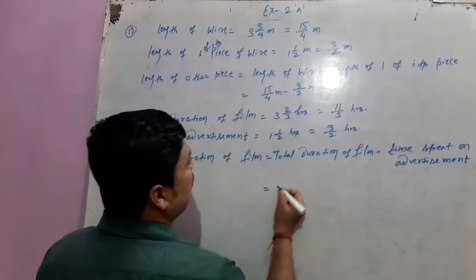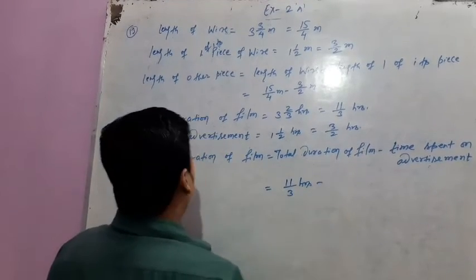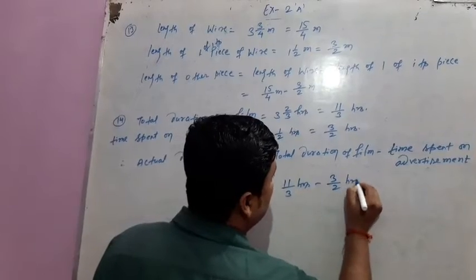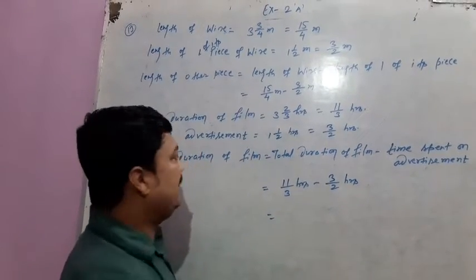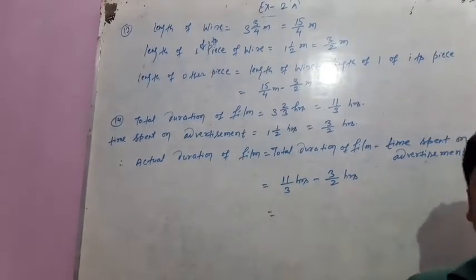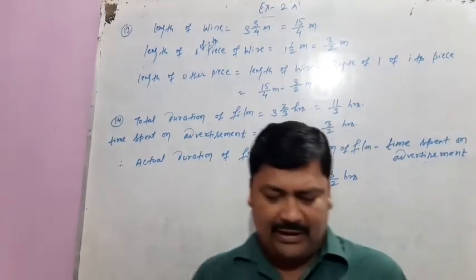So here the total duration of film is 11/3 hours and the time spent on advertisement is 3/2 hours. So to get the actual duration of film we have to subtract the values. That you have to do by yourself. Now moving on to the next question, question number 15.